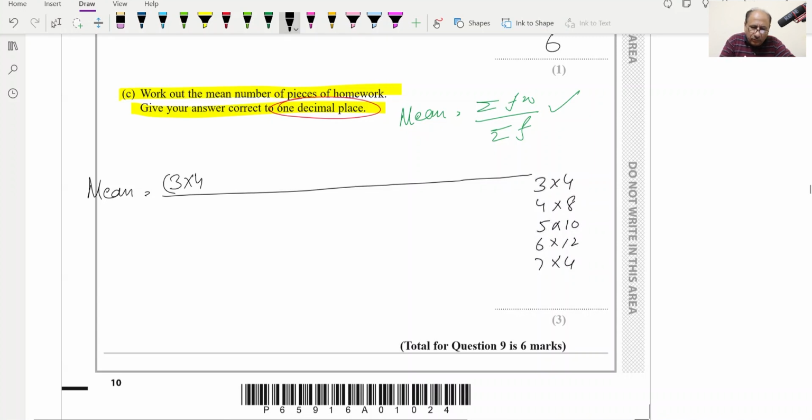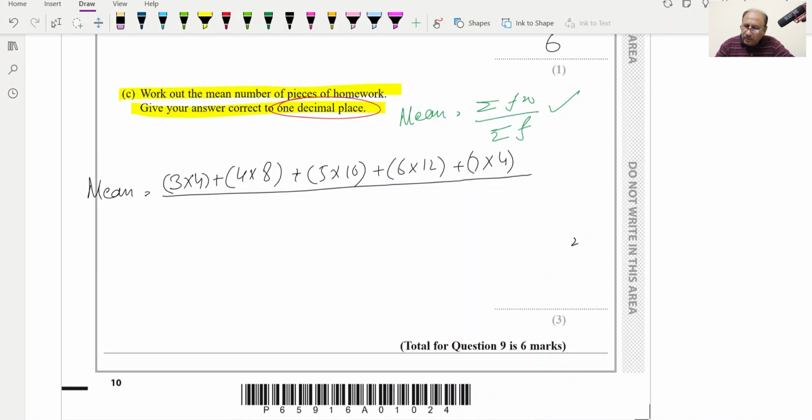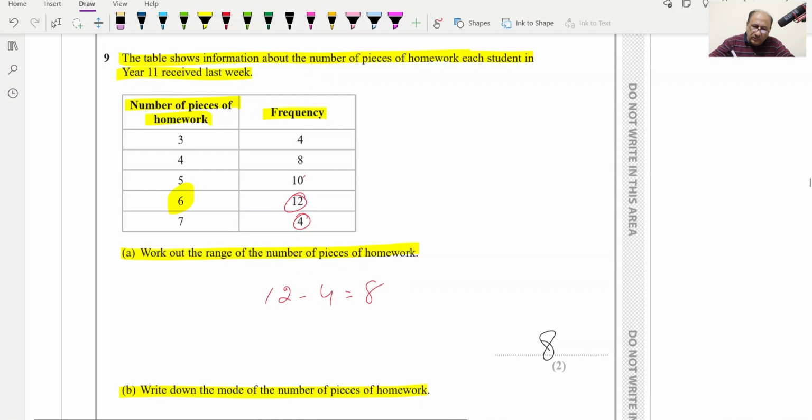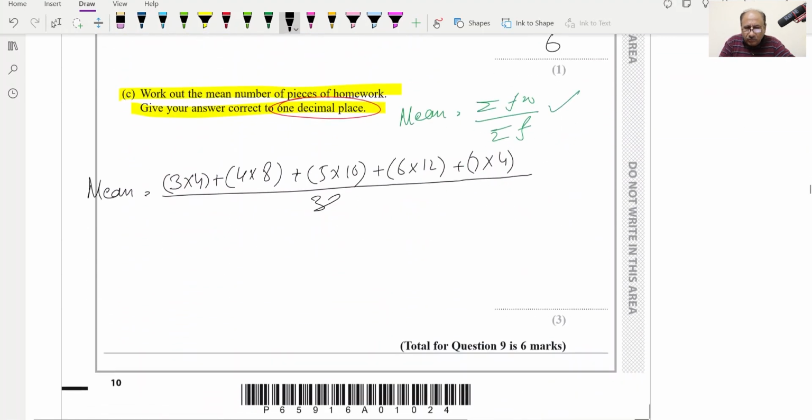3 into 4 plus, next will be 4 into 8 plus 5 into 10 plus 6 into 12 and plus 7 into 4, and divided by, we will add the frequencies, and if we add the frequencies that are these, this will be adding up to 38, and we can write over here 38.